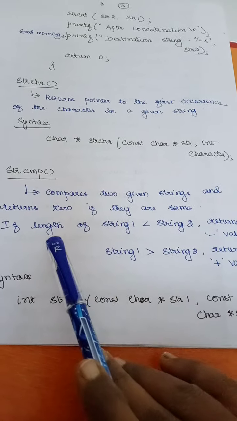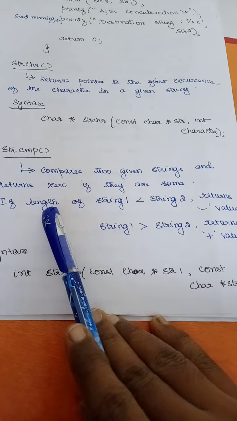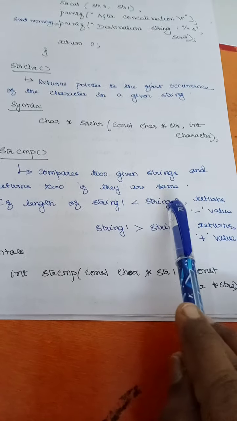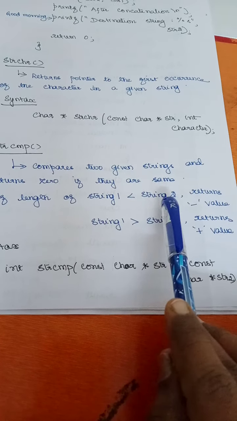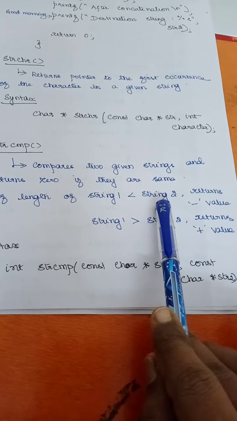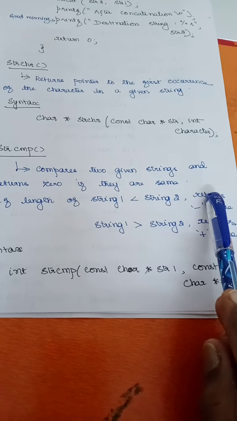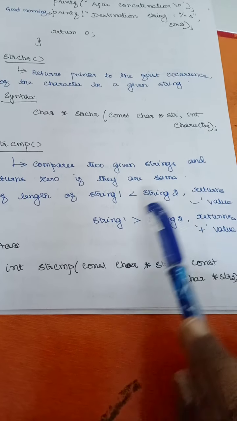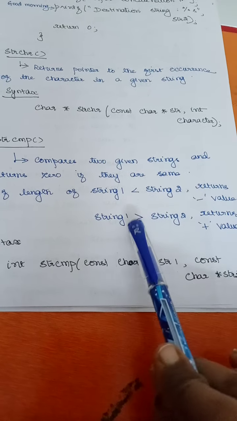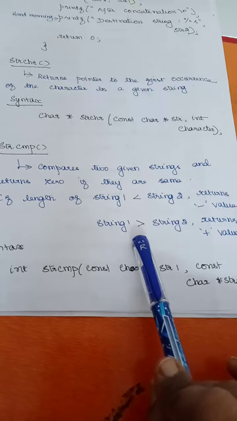Is that clear? Now suppose string 1 is less than string 2 during comparison, then I will return a negative value. If string 1 is greater, then I will return a positive value. I will tell you when it is going to be greater or lesser.